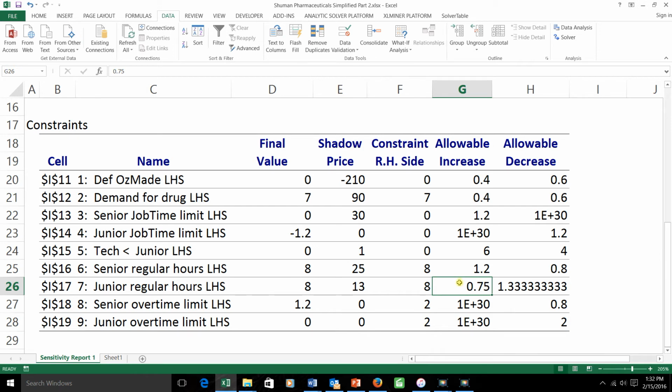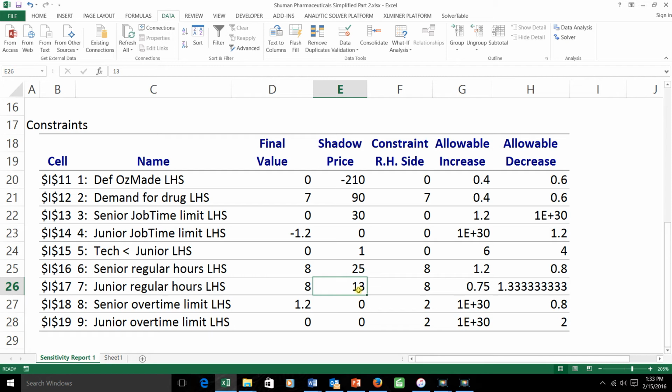How about this? How about if the junior chemist can only work for 7 hours? Can you tell me what will happen? Sure you can. Reducing this by 1 stays inside the range. Therefore, I can trust the shadow price. 1 hour of reduction in the junior chemist's time should result in $13 of profit lost. And I'll let you verify that that's exactly what happens.